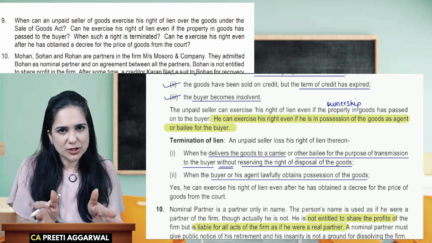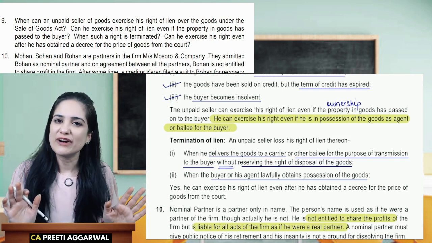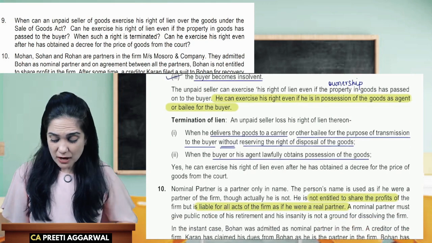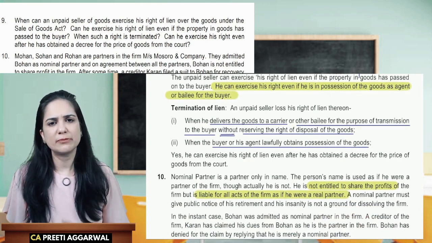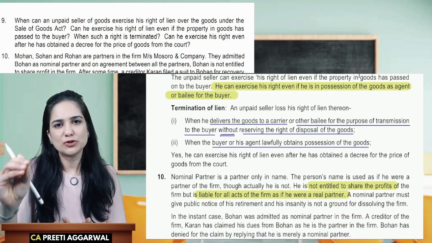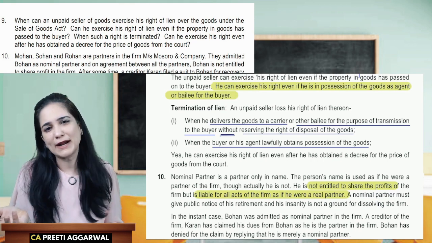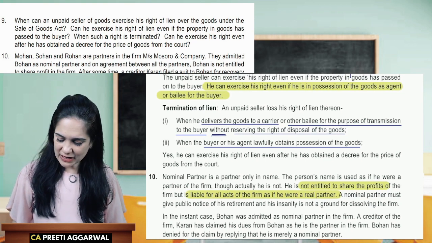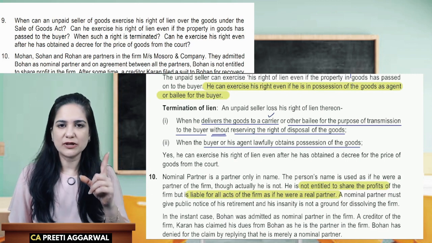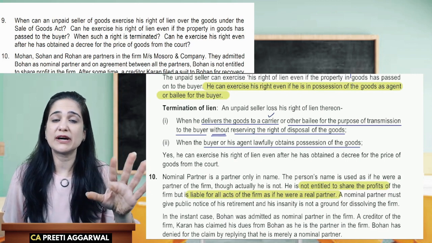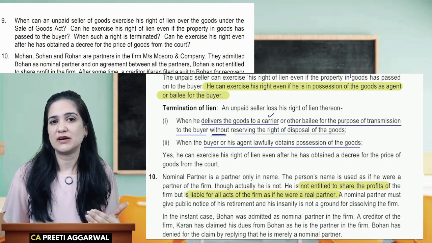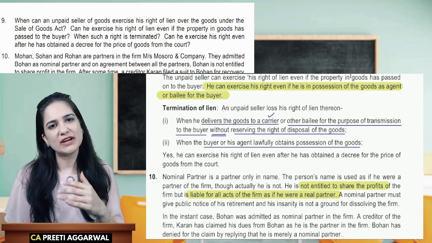Seller, you are in possession, so you can exercise the right of lien. Possession is important. When does the right of lien terminate? As soon as I transfer the possession to the buyer or his agent, the right of lien is over. So when he delivers goods to the carrier, it is as if the goods are delivered to the buyer, because the buyer arranges for delivery. So goods given to the carrier are as if they are given to the buyer.